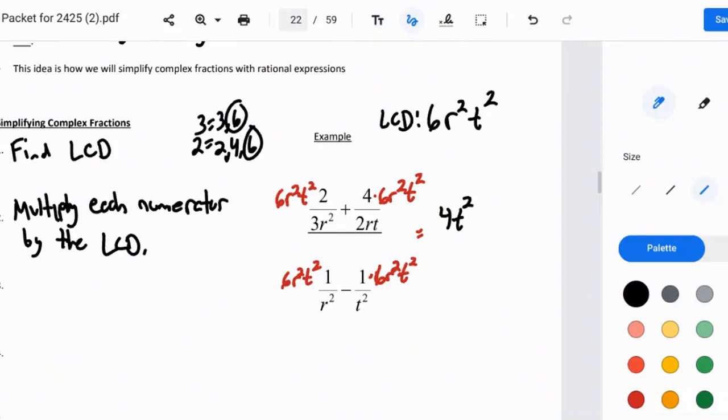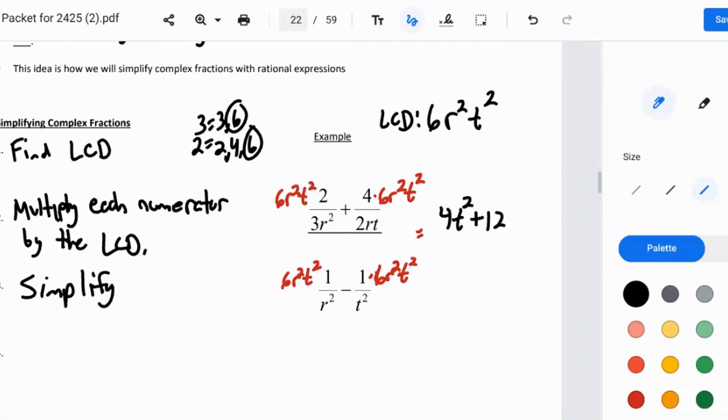Oh, I forgot to write step 3. That's what we're doing right now. After you multiply, you're going to simplify. So now that's what we're doing right now. 4 times 6 is 24 divided by 2. 24 divided by 2 gives you 12.